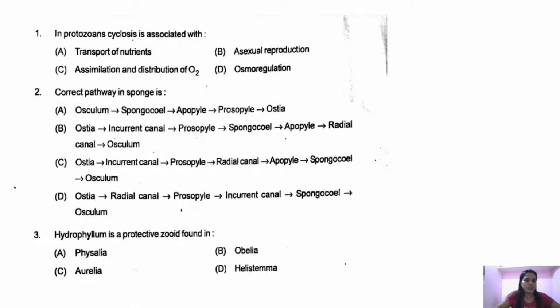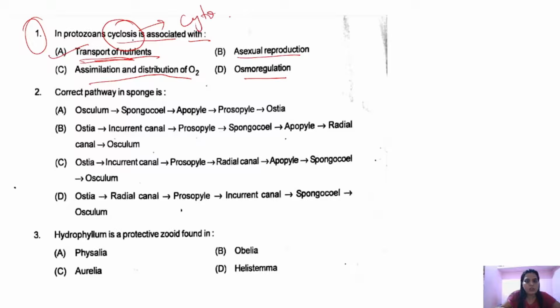Question number 1. In protozoans, cyclosis is associated with: options are transport of nutrients, assimilation and distribution of oxygen, asexual reproduction, osmoregulation. So the right answer for this will be transport of nutrients. Let's understand what is cyclosis. Cyclosis is nothing but the cytoplasmic streaming movement.